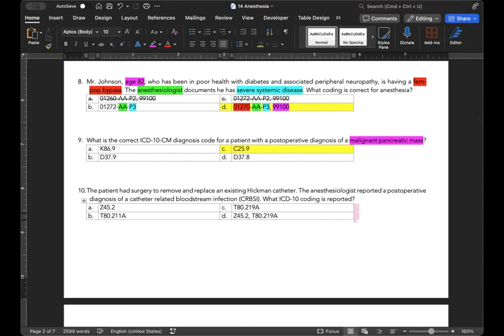Patient had surgery to remove and replace an existing Hickman catheter, and the anesthesiologist reported a post-op diagnosis of a catheter-related bloodstream infection, or CRBSI. So, where do we want to go look up in our alphabetic index? What's our main term? Complications? Well, the complication isn't necessarily a complication of anything else, right? It's technically an infection that is our condition.